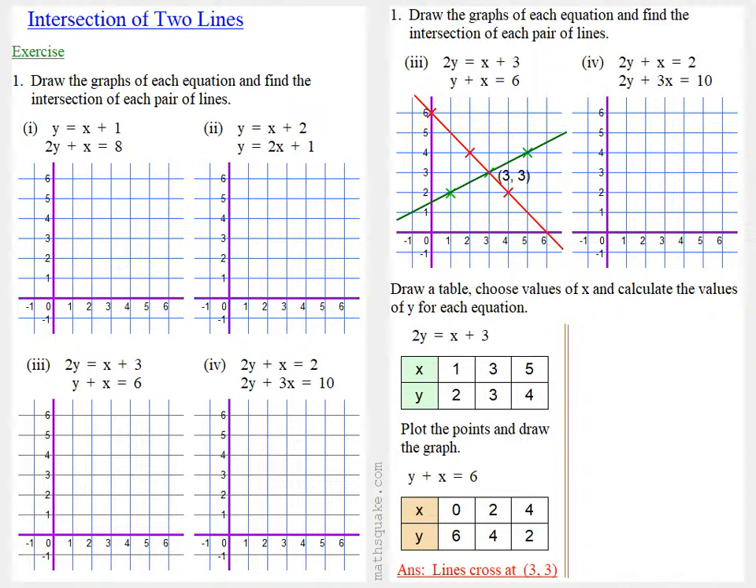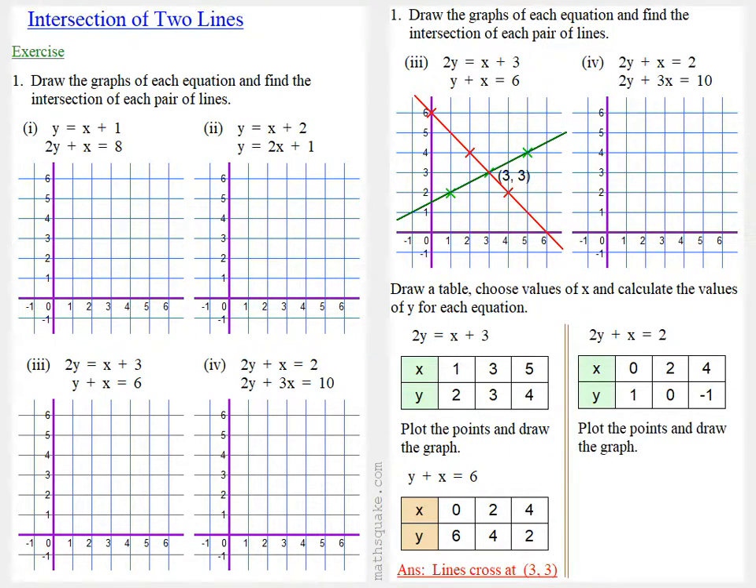Now in part 4, the two equations are 2y plus x equals 2 and 2y plus 3x equals 10. So for 2y plus x equals 2, I can draw out a table. I'll choose the values of x as 0, 2 and 4. Now if x is 0, we have 2y equals 2, so y is 1. If x is 2, 2y plus 2 is 2, so 2y is 0, or y is 0. If x is equal to 4, 2y plus 4 equals 2, so 2y is minus 2, y is minus 1.